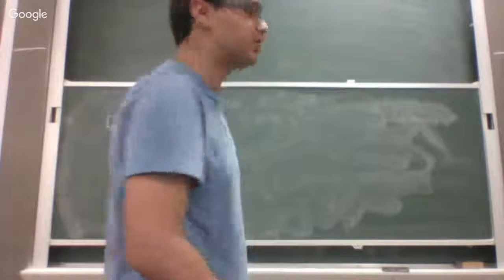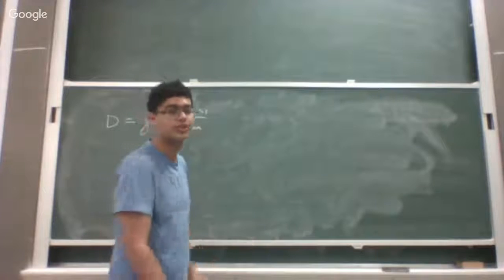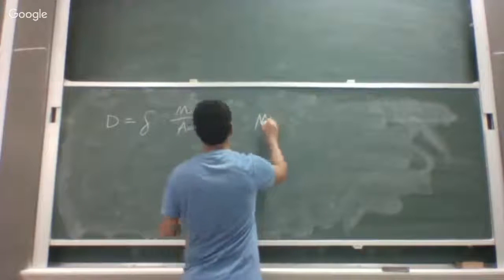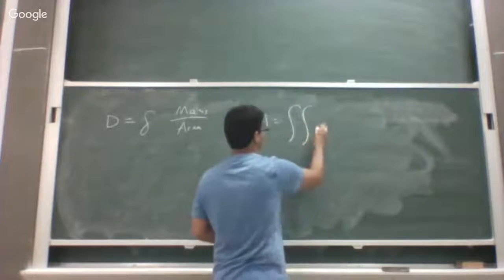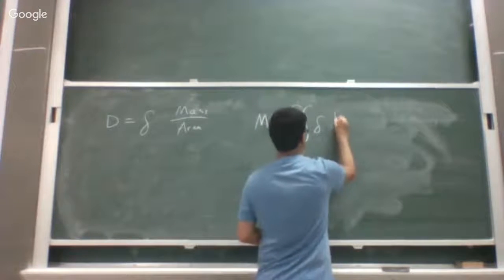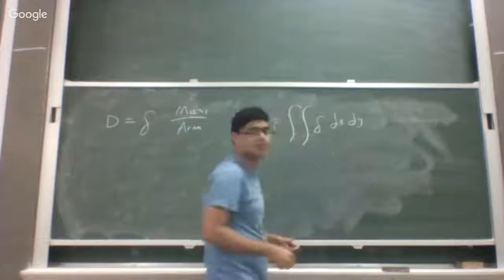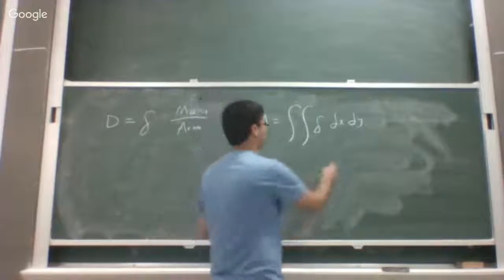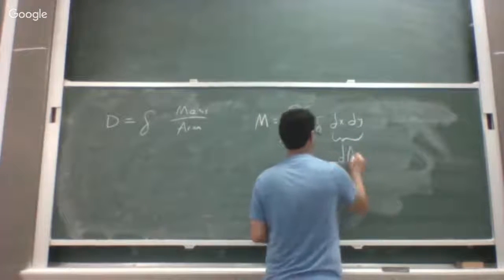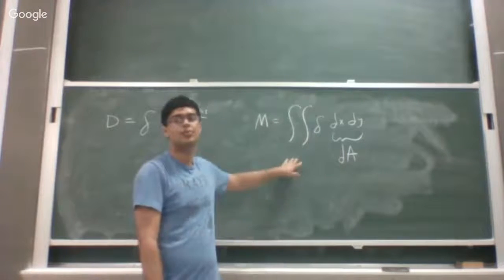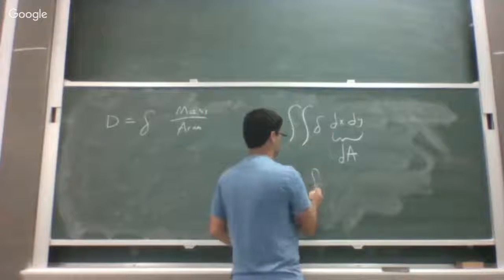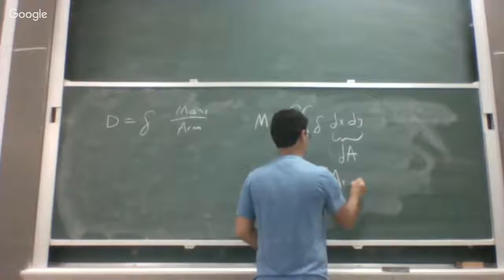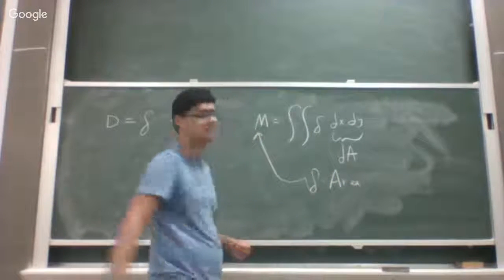Okay. So density is like mass over volume, but they treat it as mass over area. So then mass is equal to density times area, which is a double integral of density dx dy. Since this is area, the double integral of area will just give us normal area, and density times area leads to mass.